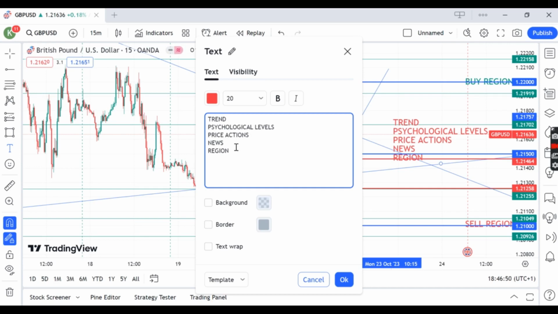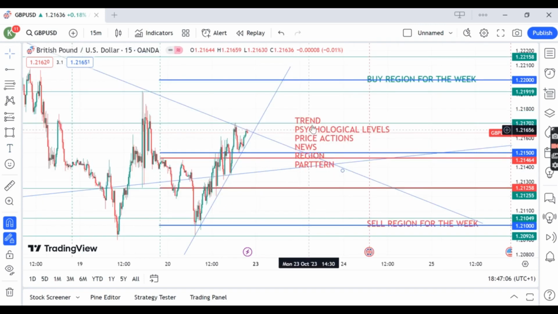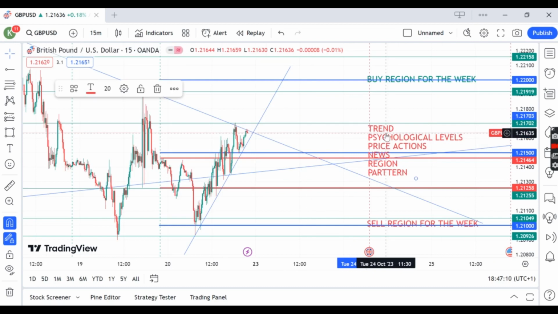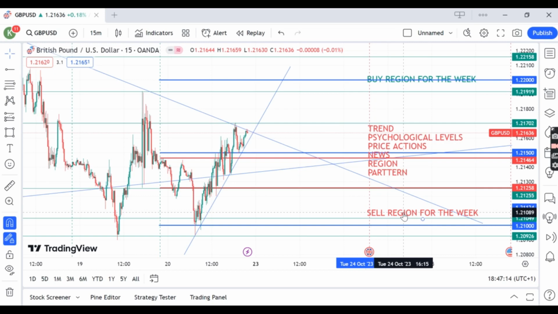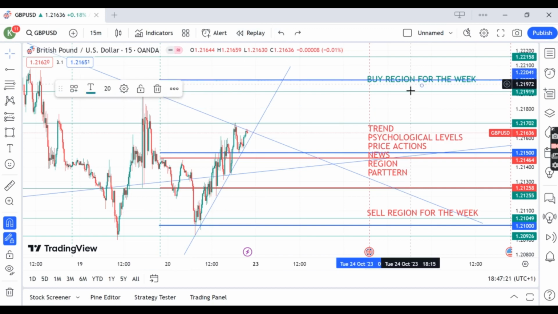Okay, so these are 5 factors. I think there's another one. We have pattern. So these are the 6 factors. I hope this makes you win your trades, because with these 6 factors you can be able to make accurate decisions in taking trade entries. Okay, so let me bring the sell region for the week so it can be very clear, then bring the buy region for the week closer so it can be very clear to you.